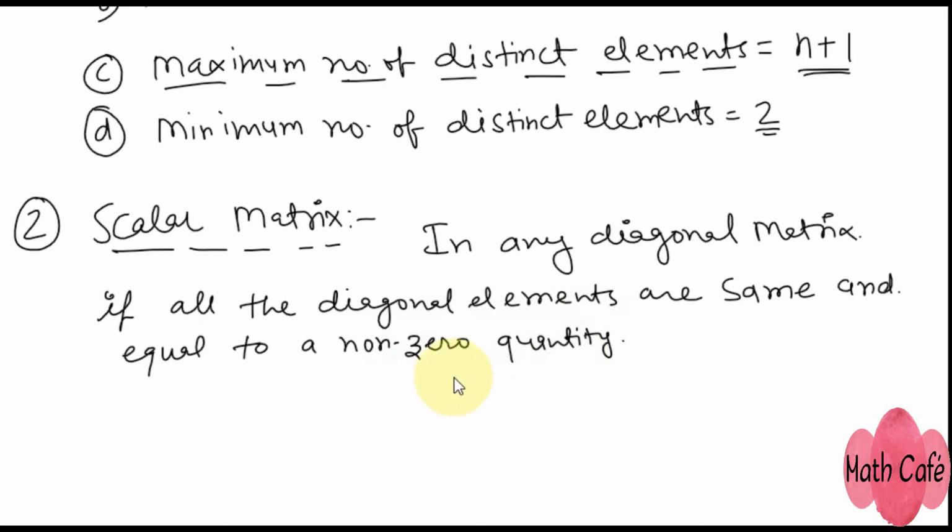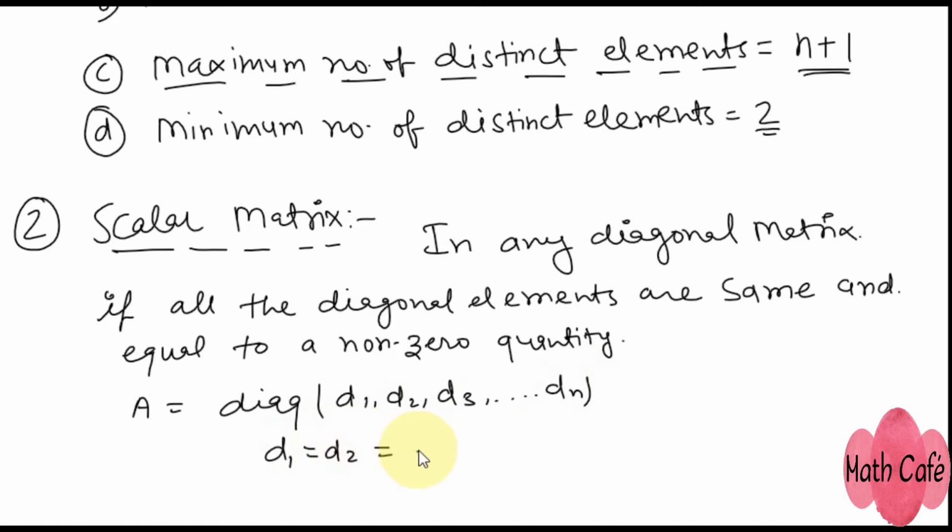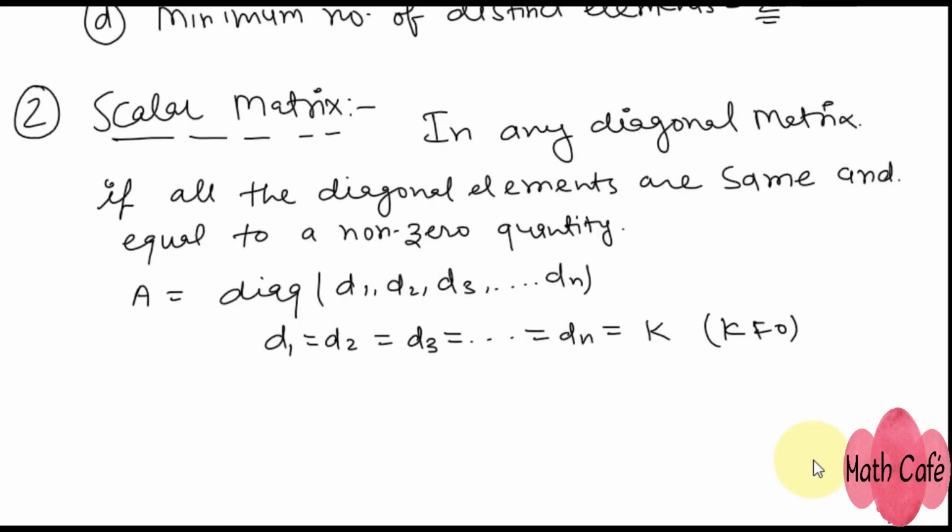All right. Mathematically, if I represent it, if any matrix is diagonal of d1, d2, d3 up to dn. This is a kind of diagonal matrix of order n. So in this matrix, if I put d1 equal to d2 equal to d3 equal to dn equal to a constant number k, which is not 0, then this type of matrix will be called scalar matrix.